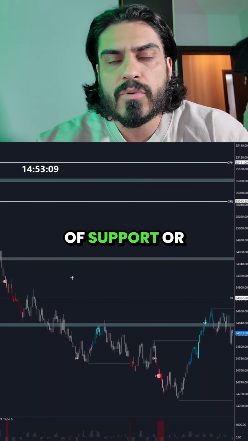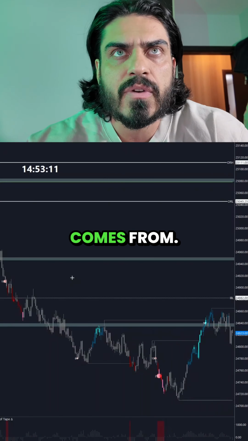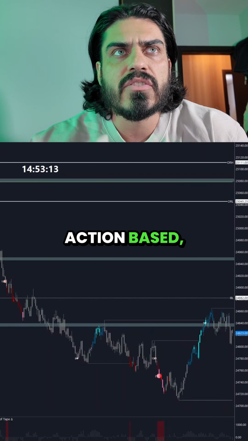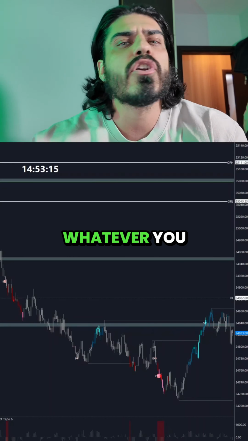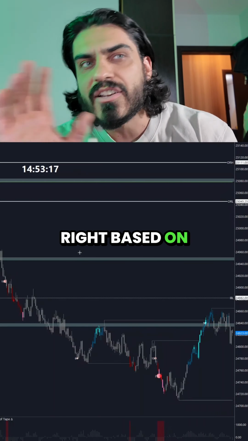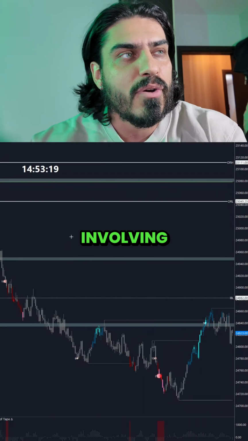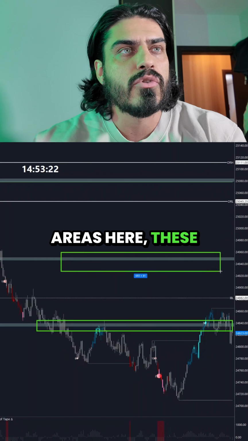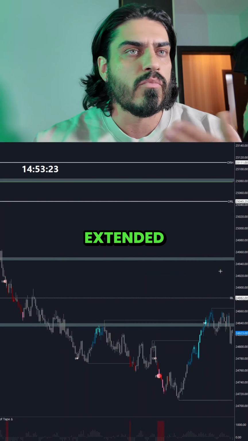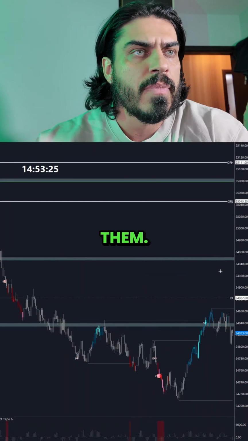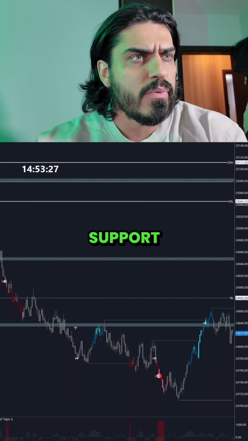If you have an area of support or resistance, it doesn't really matter where it comes from. It could be price action based, auction market theory based, whatever you decide it is, based on your criteria. I prefer auction market theory and volume profiles, which are these grayed out, extended rectangles, lines, whatever you want to call them. These are my areas that I want to trade, my support resistances.